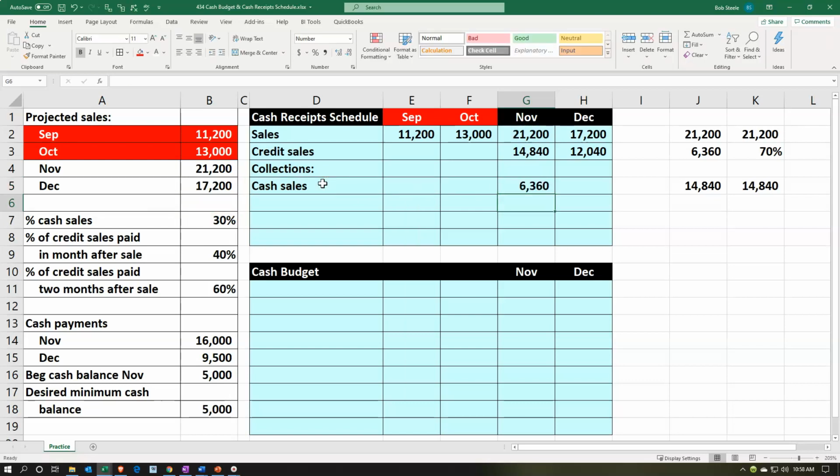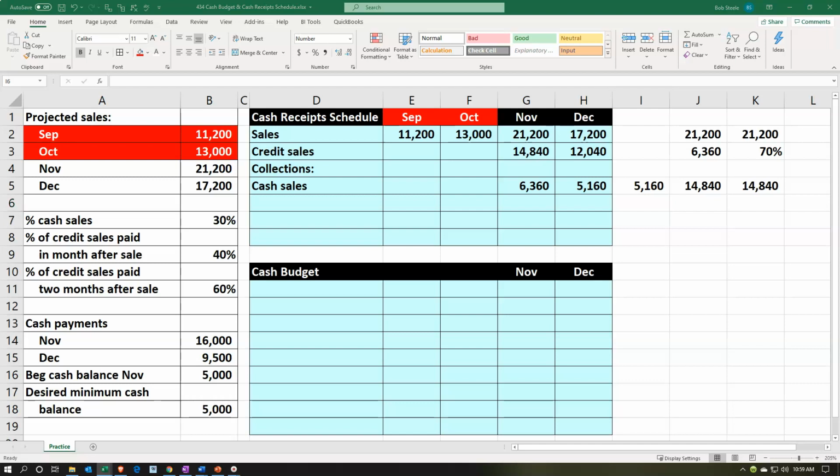cash amount. Notice you could have also calculated this way. You could have said the 21,200 minus the 14,840, because that's the other side of it. So either way, so I'm going to do this again. This is going to be the 17,200 times the 30%. Or you could subtract these out as well. You could have said the 17,200 minus the 1240, and you'll get to the same number there.